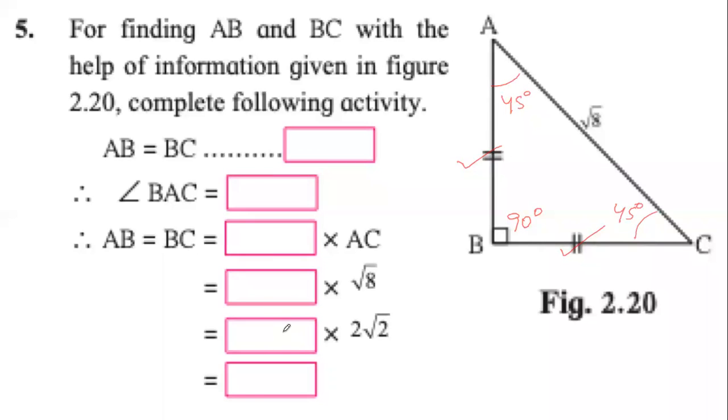Now, this triangle is not just any triangle. Triangle ABC is an isosceles right angle triangle, which is a 45, 45, 90 degree triangle. If we know this, we can complete the activity quickly. It's very easy. First step, it says AB equals to BC. Yes. How do we know? It is given in the diagram. So you will write given.